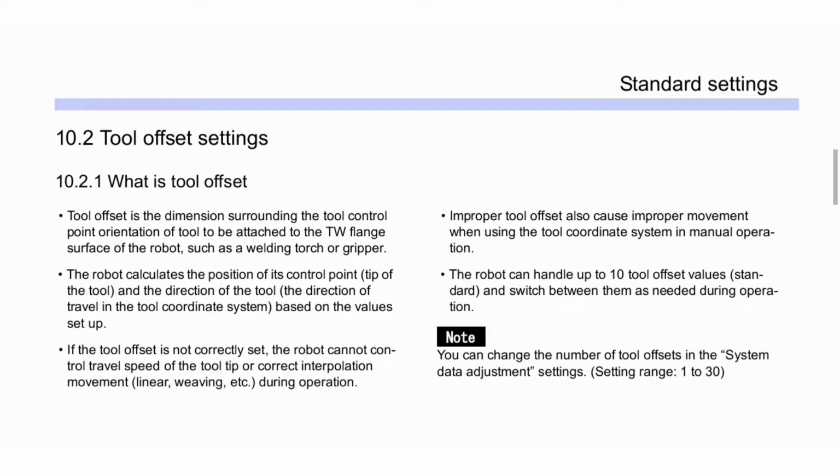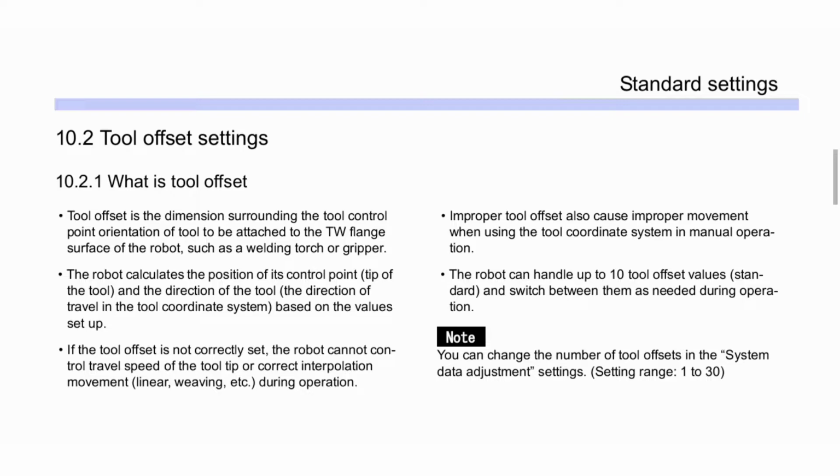The robot calculates the position of its control point, the tip of the tool, and the direction of the tool, the direction of travel, in the tool coordinate system based on the values set up. If the tool offset is not correctly set, the robot cannot control the travel speed of the tool tip or correct interpolation movement, linear weaving, etc. during operation. Improper tool offset also causes improper movement when using the tool coordinate system in manual operation.